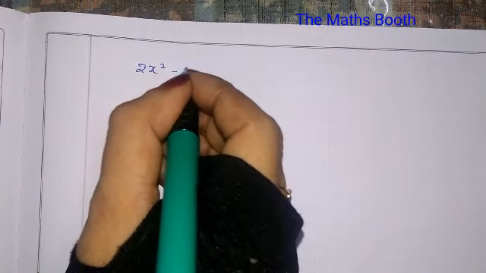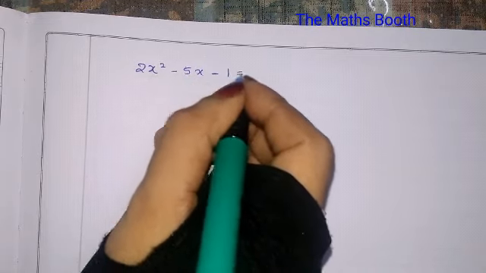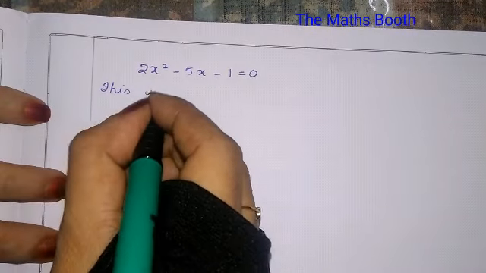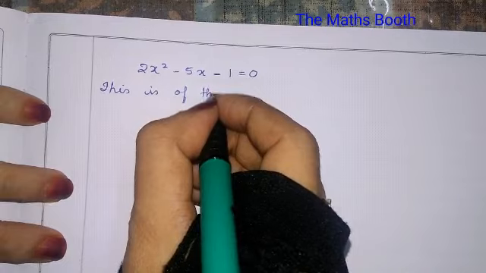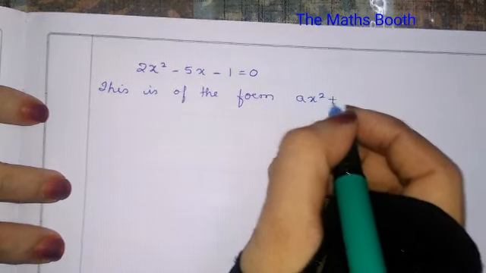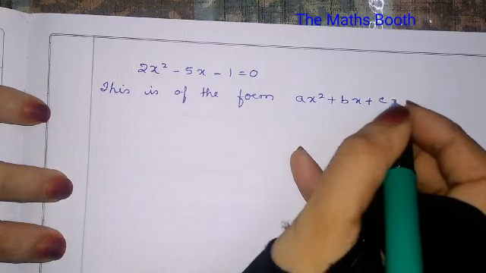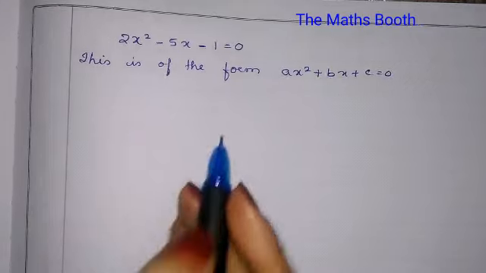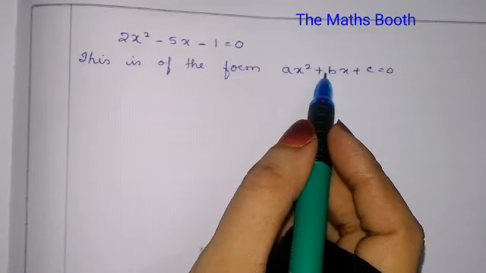Let me write the question they have asked. The equation given is 2x square minus 5x minus 1 equal to 0. This is the given equation. We have to write this in the form ax square plus bx plus c equal to 0. So this is the standard form of a quadratic equation.